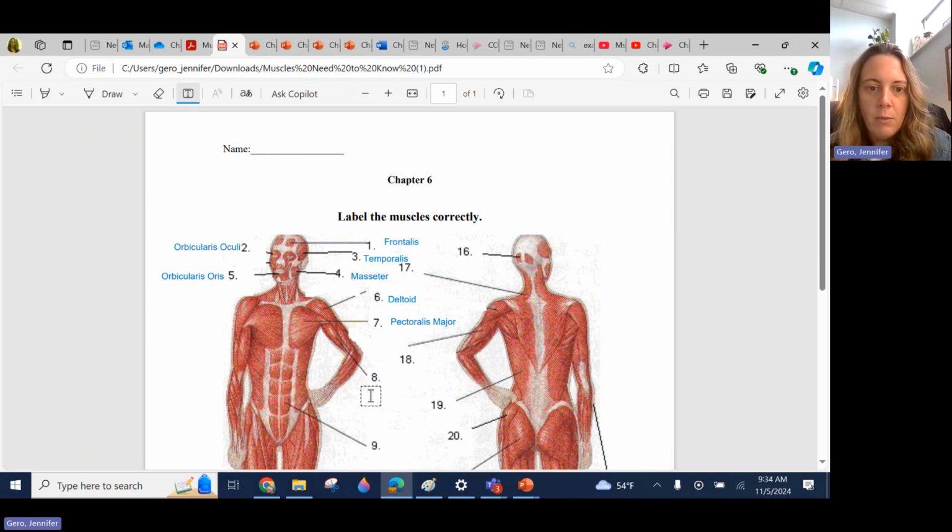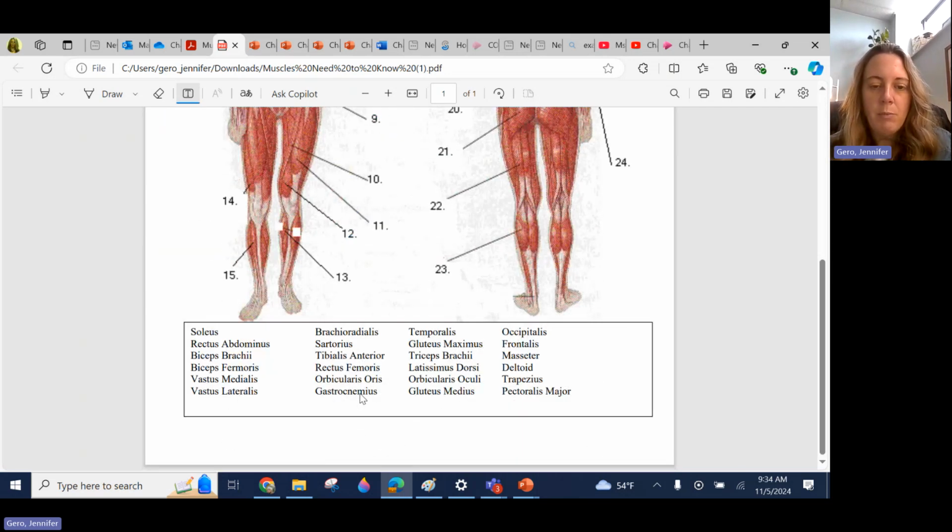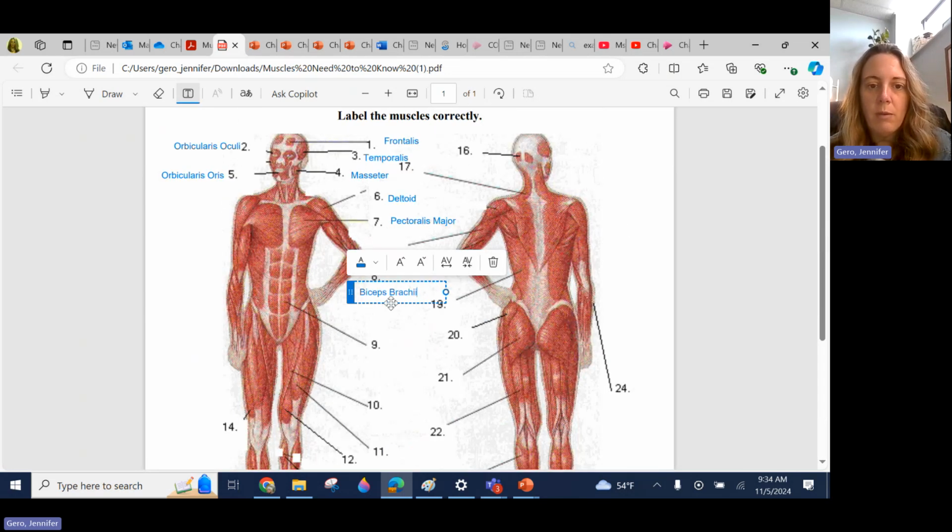Number 8 is pointing to the anterior side of your arm right here, which is your biceps brachii. We're saying that it's biceps brachii because we do have another biceps femoris, which is going to be down in the leg. So it's important that you put biceps brachii.